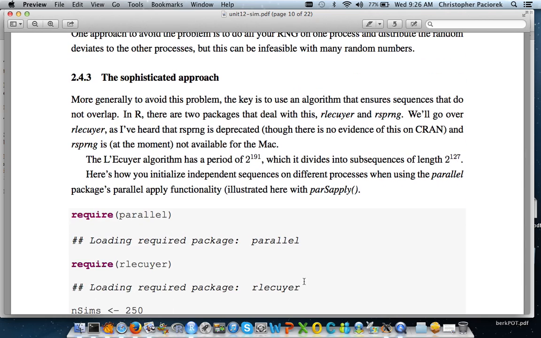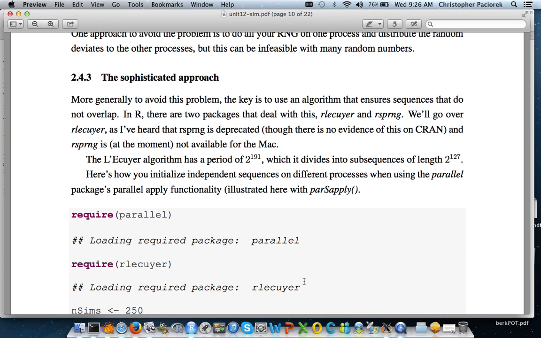The more sophisticated approach is to use one of the random number generating algorithms that actually ensures that these are distinct subsequences or subsets of the sequence. There are two packages in R that do this. There's one called rlecuyer, or Lecuyer. I guess this guy's French, so it's probably Lecuyer. That's in the rlecuyer package. There's also rsprng, another package that does something like this.